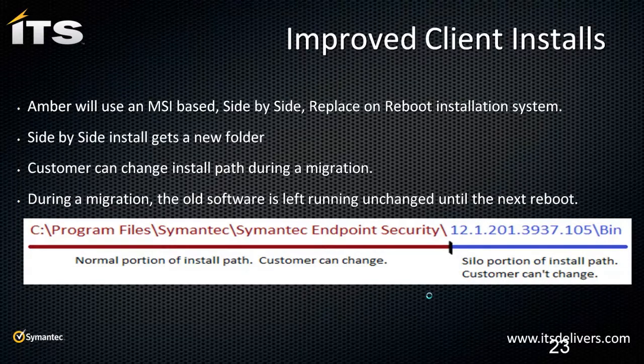One of the things that we have here is that the Endpoint Protection 12 product will install side by side with an existing 11 product, and then will replace that once the reboot occurs. So I can install, program files, Symantec Endpoint Security, and then I'll have a folder called 12, and that is where I will install things. When the uninstall and when the reboot of that happens, it's going to clean up my SEP 11 directories.